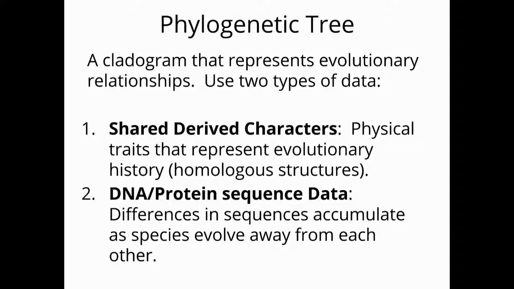So phylogenetic trees actually use two types of data. So they first will use physical traits, structures that are the same between organisms. And then, and this is obviously relatively newer in the world of phylogenetic tree making, the DNA and protein sequence data. So they can look at which proteins and which DNA are present in organisms and then use that to determine the order of evolution.